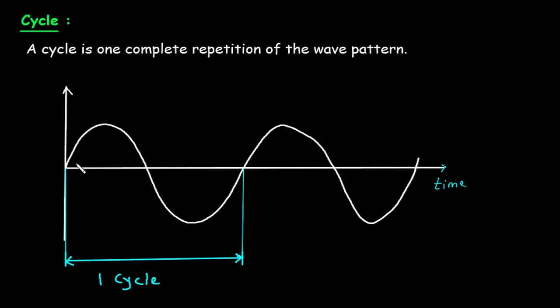Now here we can see from this 0 up to T. This is 0 and this is T. So from 0 to T it is one complete cycle, or we can say positive half cycle and negative half cycle. So it is called one complete cycle. A cycle is one complete repetition of the wave pattern, and it is repeating again and again. This is for sine wave, similarly for triangle wave, square wave, and sawtooth wave.